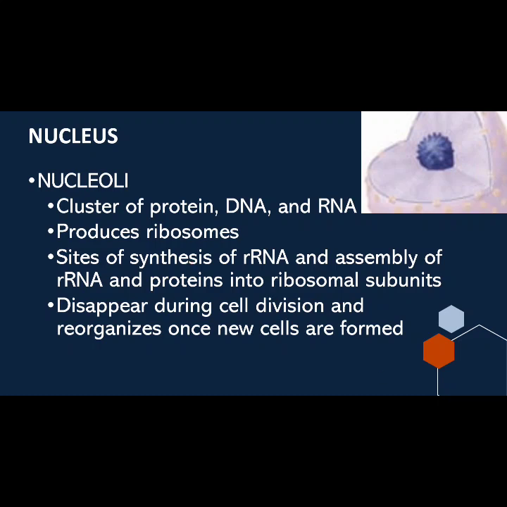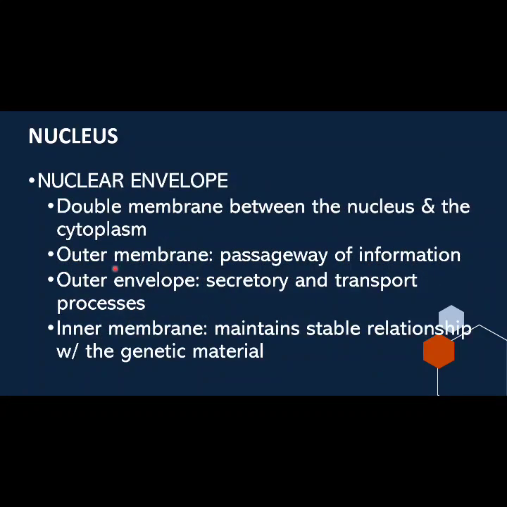Your nuclear envelope is a double membrane between the nucleus and the cytoplasm. The outer membrane is the passageway of information. The outer envelope is involved in secretory and transport processes. And the inner membrane maintains a stable relationship with your genetic material.